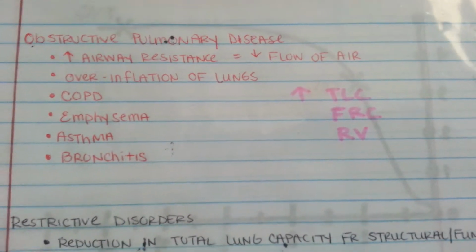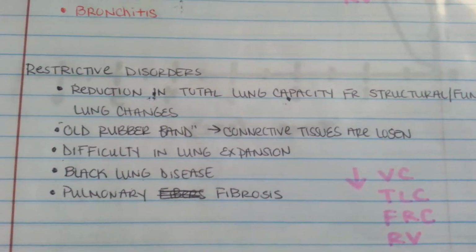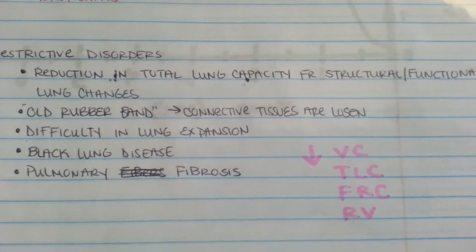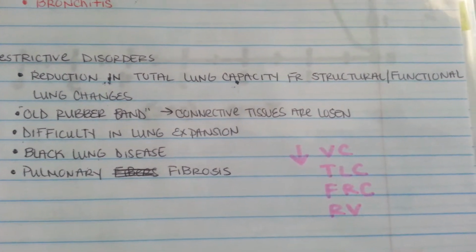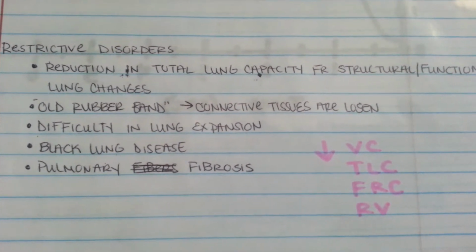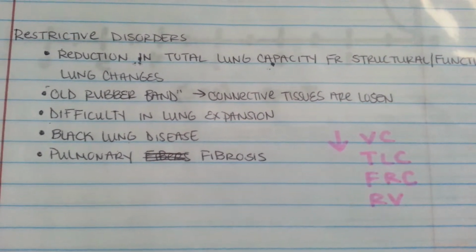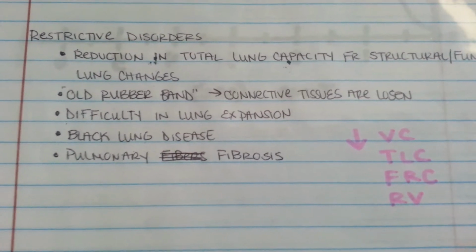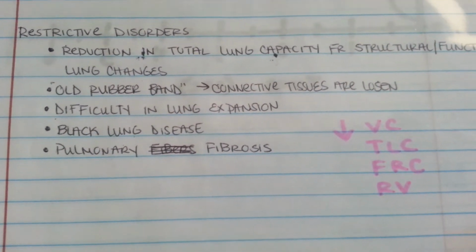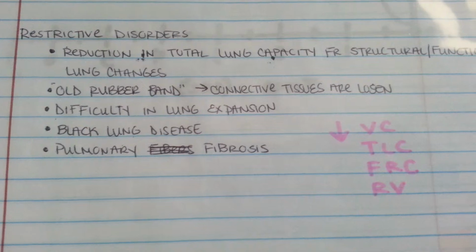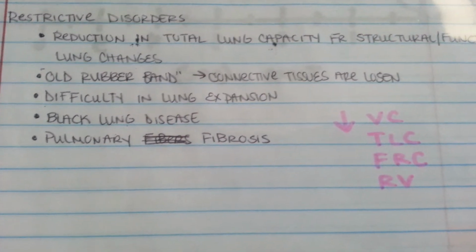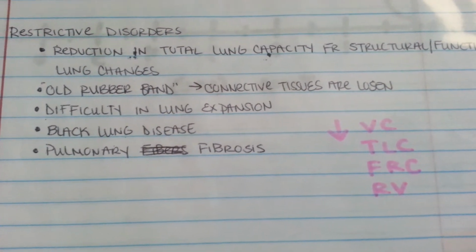that falls under the obstructive pulmonary disease, okay? Down here we have the restrictive disorders, which is a reduction in total lung capacity from structural or functional lung changes. Think of it as the old rubber band, okay? The restrictive disorder, the old rubber band. The connective tissues are loosened. Difficulty in lung expansion. Two examples are black lung disease and pulmonary fibrosis. Now, if the VC and TLC and FRC and RV are down, it falls under the restrictive disorder.